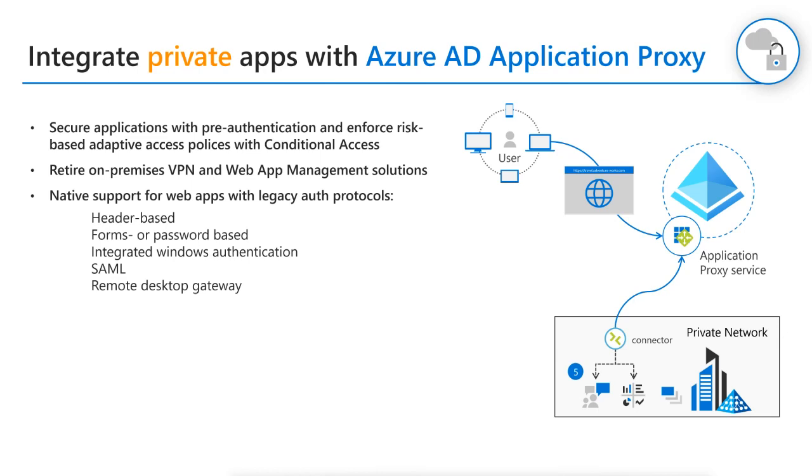So app proxy supports the following types of applications. Just recently, we announced support for header-based authentication, but it also supports forms-based or password-based authentication. If you have applications that are doing Windows integrated auth like Kerberos, those are natively supported. And then we have support for things like SAML and then also remote desktop gateway.